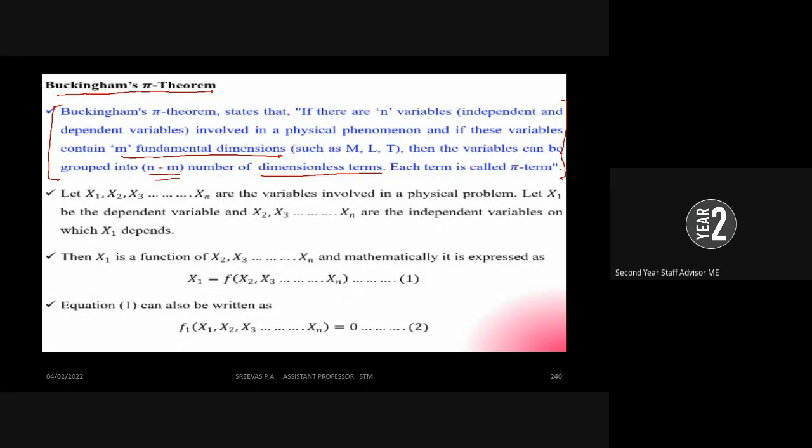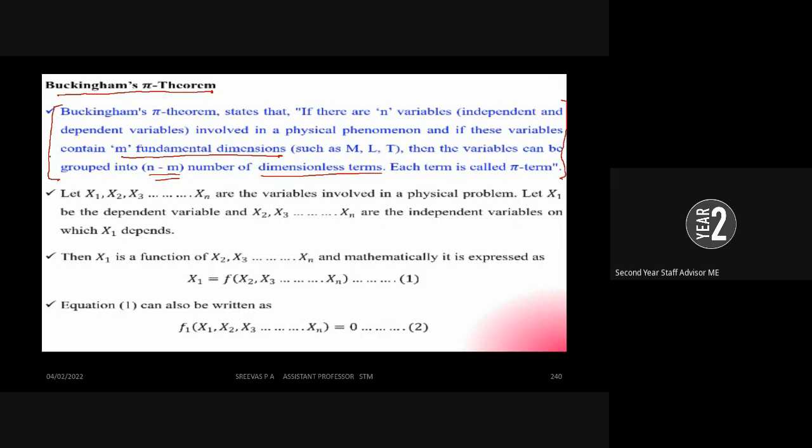The total number of fundamental dimensions will be m. So according to this theorem, you can represent these variables, or you can group these variables into n minus m dimensionless terms.